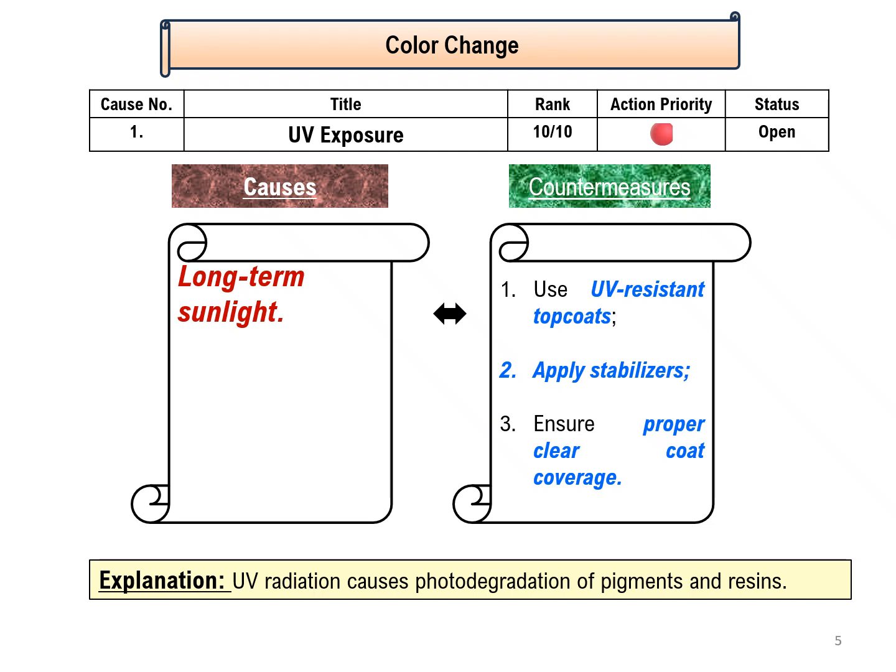Now, coming to the causes and countermeasure related to color change. Number one is UV exposure. It is a top priority action, and the cause is long-term exposure to sunlight. The recommended countermeasure is to use UV resistant top coats, apply stabilizers, and ensure proper clear coat coverage.